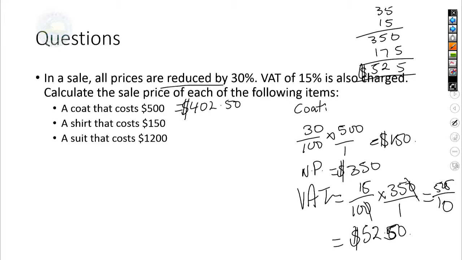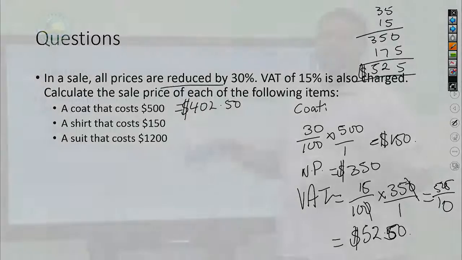Yeah? What about a shirt that costs $150? Same process we would have to do, right? 70% of the cost, that will give us the value one time. Or, if you rather, you can find the 30% of the $150 and then take it away. And then we would find the VAT on that answer and get our value. Similarly, a similar process for the 1200. So try these. Work them out.